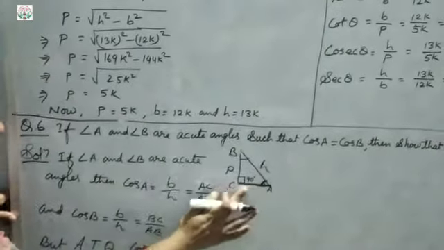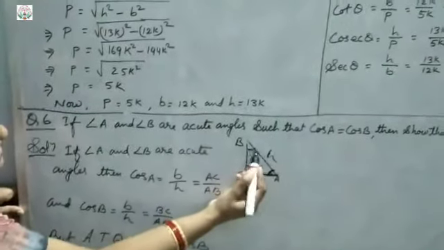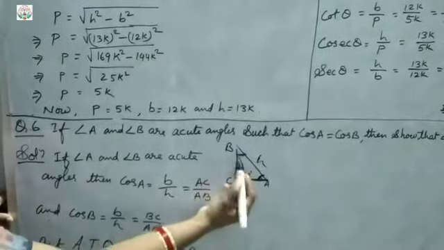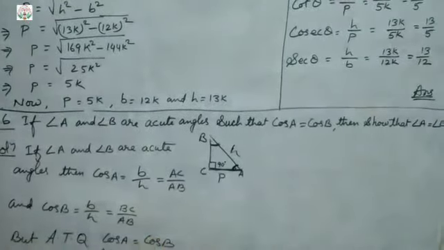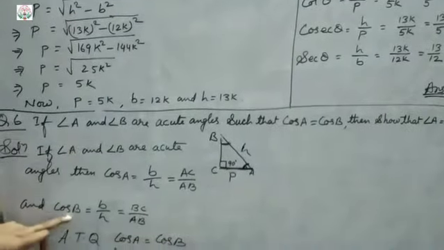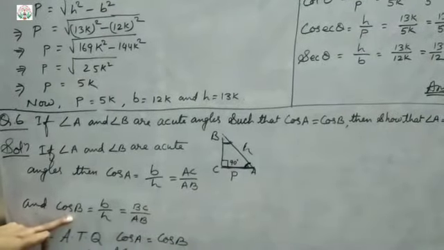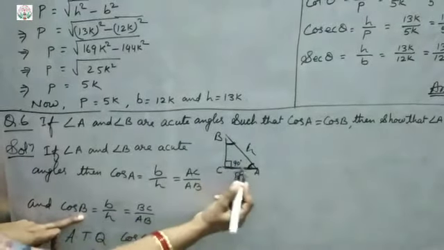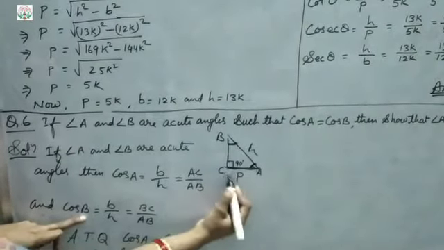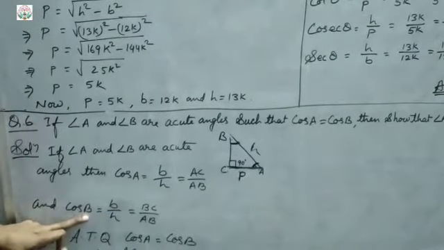Now after that, cos B. Now when we take cos B, it means this angle. This angle's opposite side is what? AC. For cos B angle, listen very carefully children. Cos B means angle B. What is the opposite side of it? That is AC. So AC will be P for the second one.